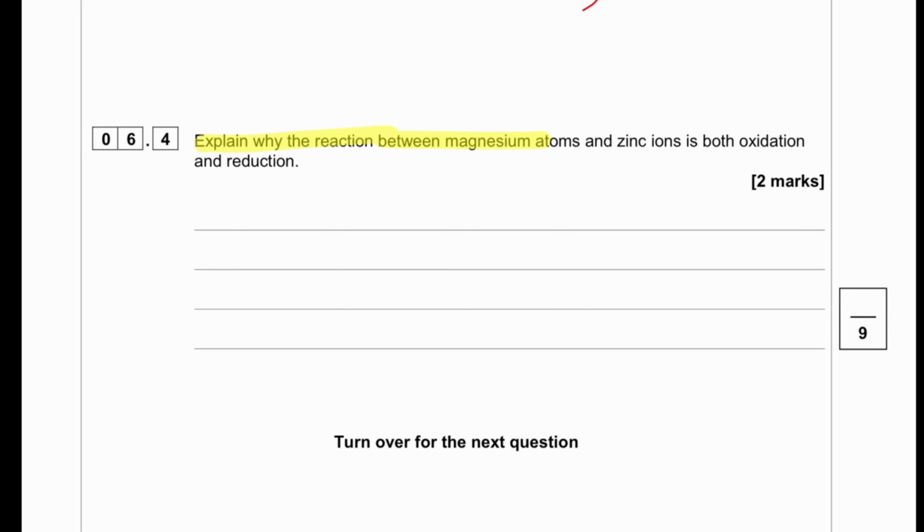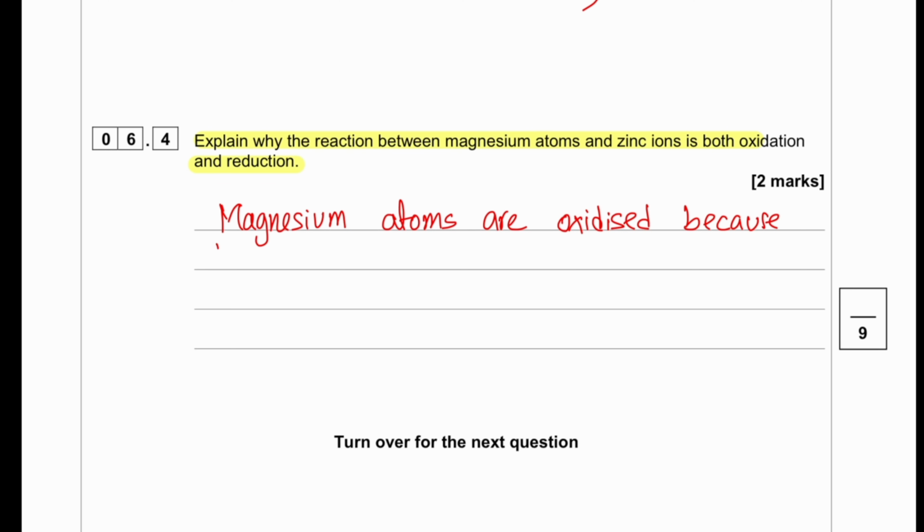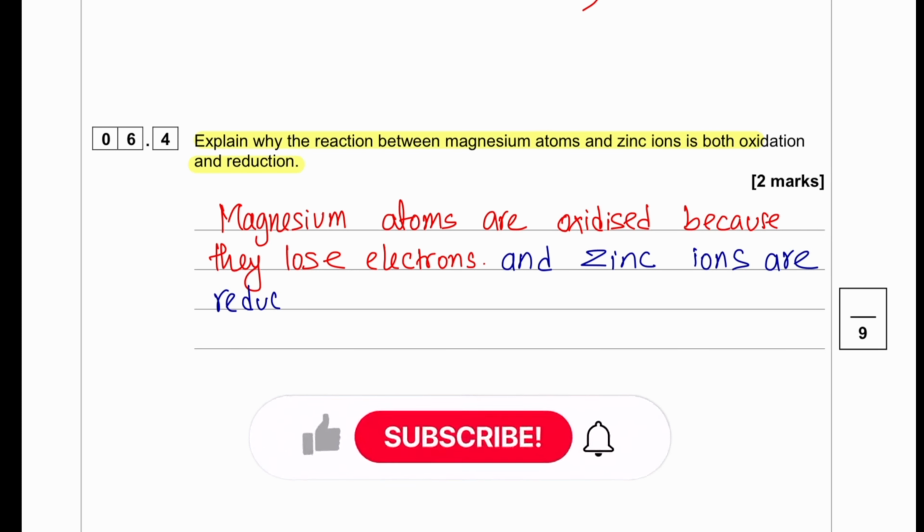Explain why the reaction between magnesium atoms and zinc ions is both oxidation and reduction. Magnesium atoms are oxidized because they lose electrons. Magnesium is going from Mg to Mg2+. Whereas the zinc ions are reduced because they gain electrons. So Zn2+ ion is gaining 2 electrons to become neutral zinc atoms.